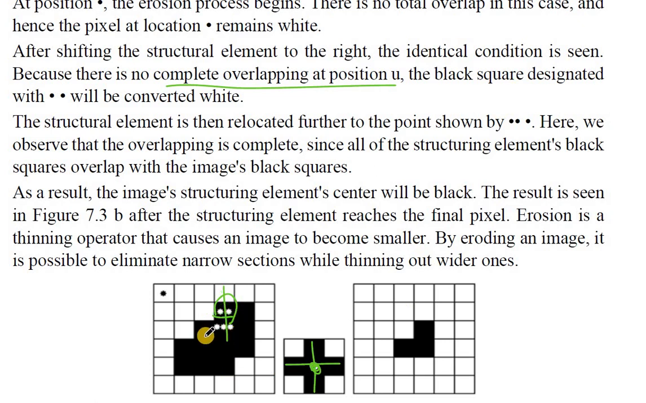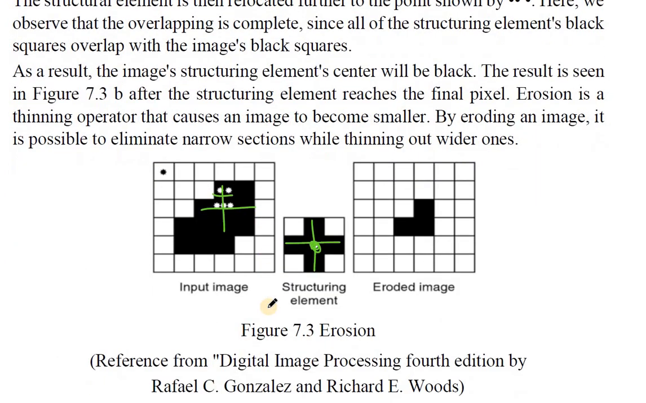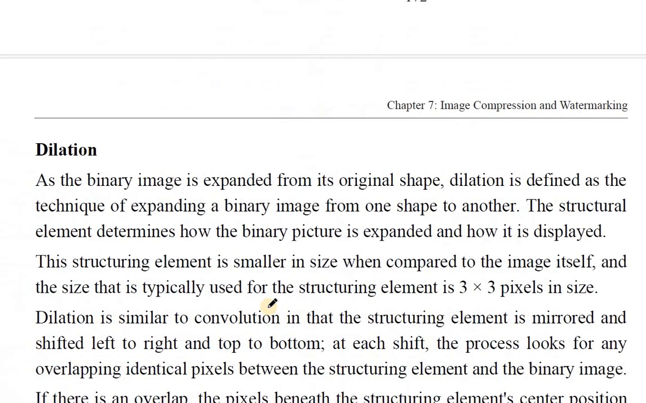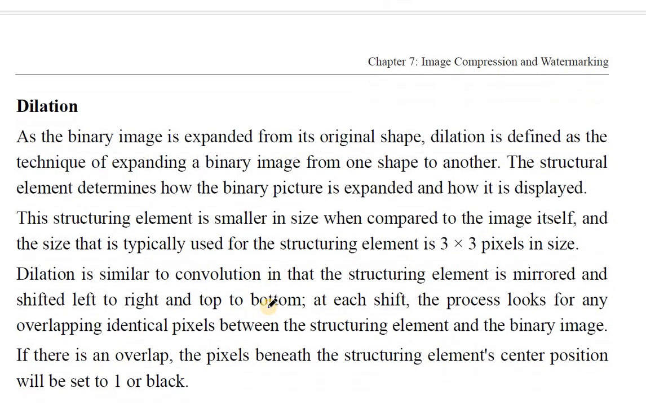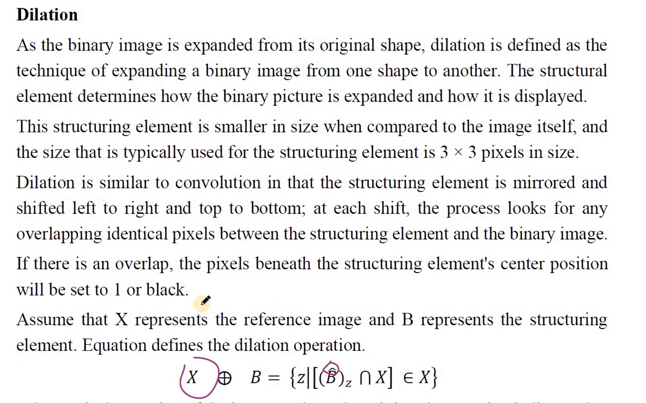But now what happens when it moves to the next pixel? Let me just erase all these markings. What happens when I place the structuring element over here? Is it a complete overlap? Yes. So this pixel with the three dots will remain black. It will not change to white. Remember, if complete overlap is there, don't change to white. If complete overlap is not there, change it to white.